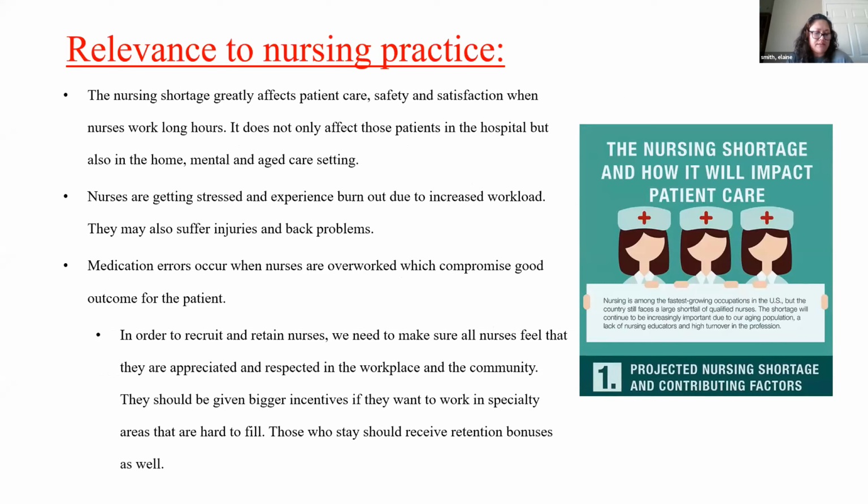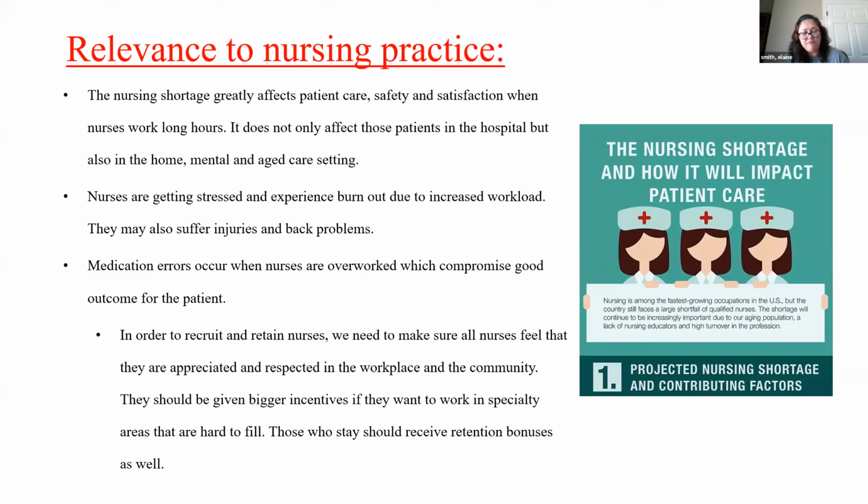Relevance to nursing practice. The nursing shortage greatly affects patient care, safety, and satisfaction when nurses work long hours. It does not only affect those patients in the hospital, but also in the home, mental, and aged care setting. It also affects the nurses because of the shortage. Nurses are getting stressed and experience burnout due to increased workload.